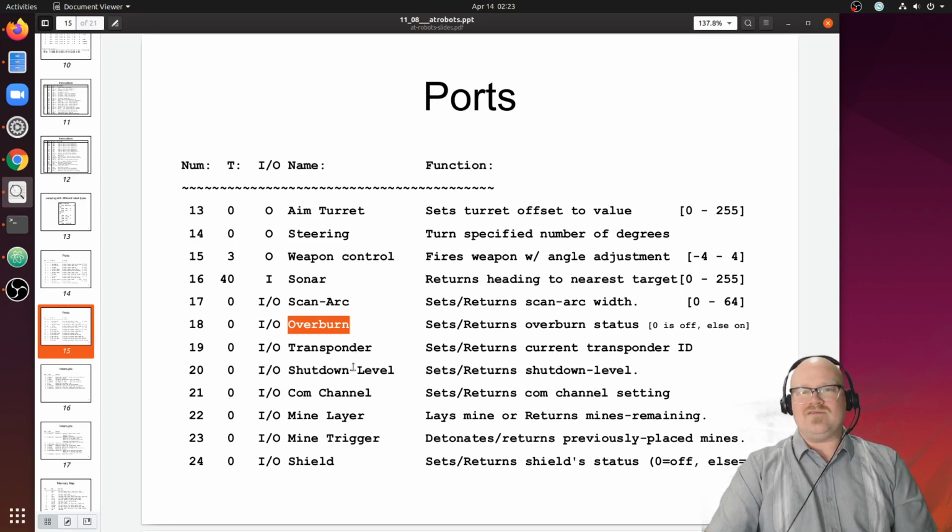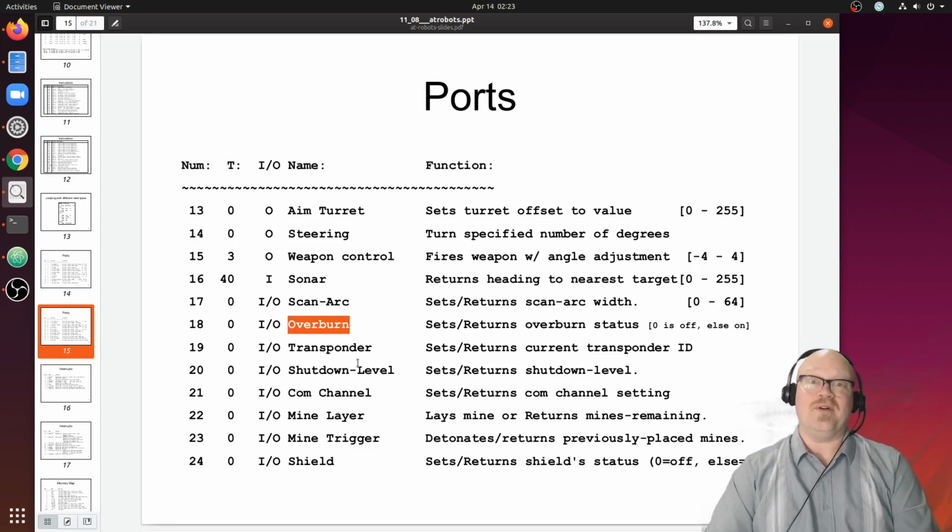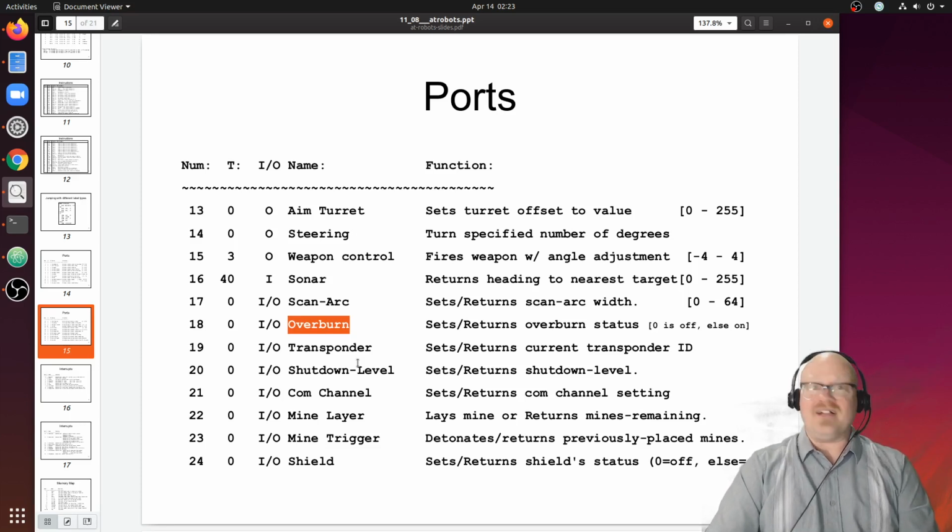There is a shutdown level port. I cannot recall for the life of me while I'm recording this what that is. I have not personally used it, or haven't used it for more than a decade, so I don't know what it is off the top of my head. I'll have to look it up. You can look it up.